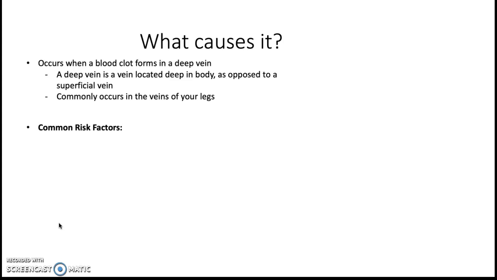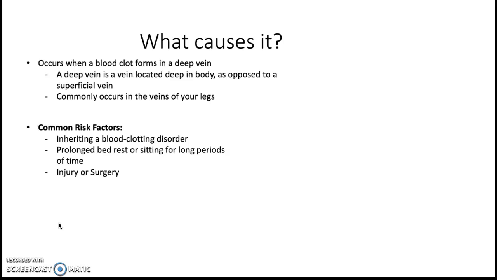Some common risk factors for DVT are inheriting a blood clotting disorder. As you can imagine, if you have a blood clotting disorder, this would put you at a higher risk of developing DVT. Another is prolonged bed rest or sitting for long periods of time. This risk factor is one of the reasons why people that go on plane rides are more prone to develop DVT, since they're sitting for such long hours at a time.